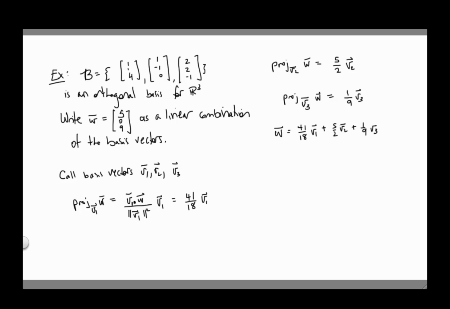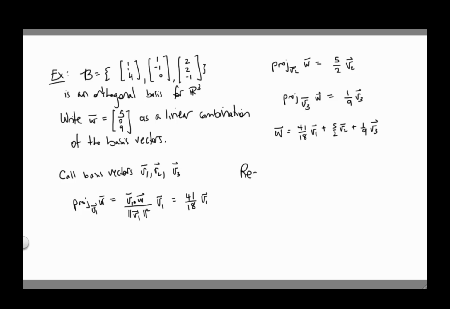So that was way faster than doing something like Gauss-Jordan elimination to find those coefficients there. So extremely fast process, and that's really the bottom line of why we care about an orthogonal basis. It's so easy to then write any vector in our space as a linear combination of basis vectors with really minimal algebra.